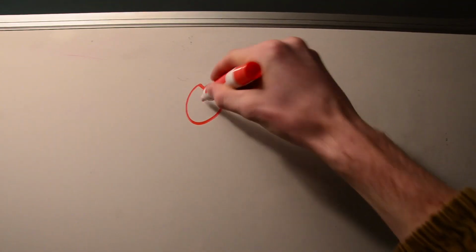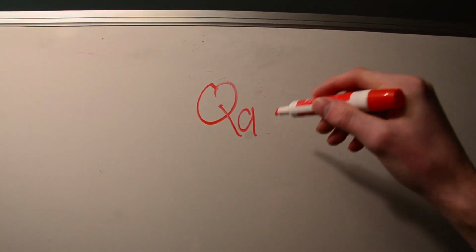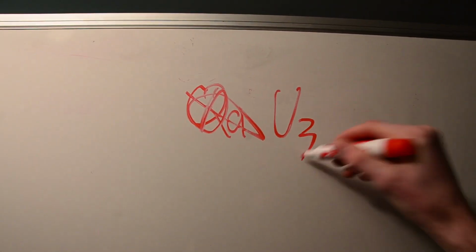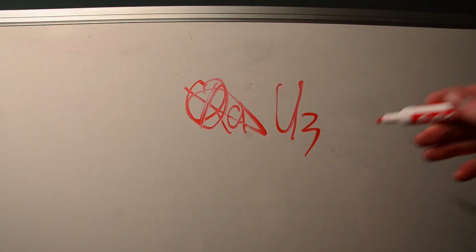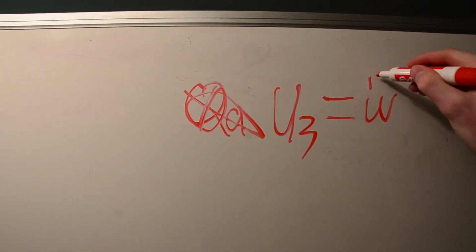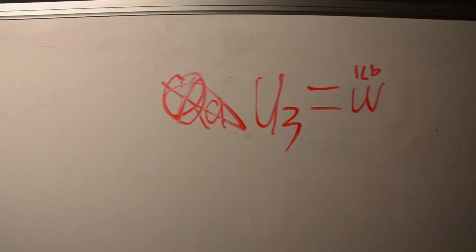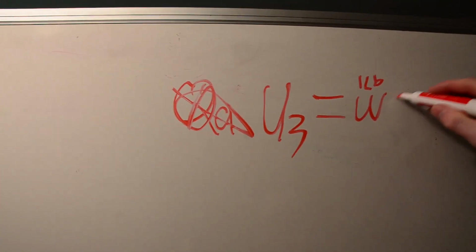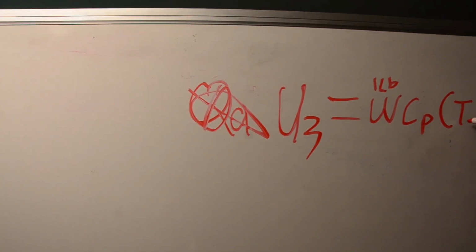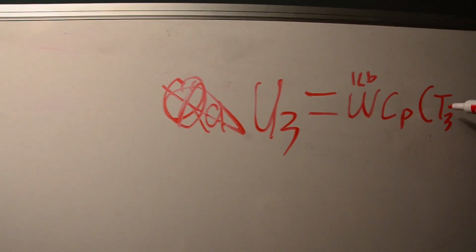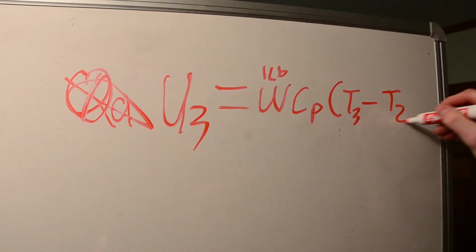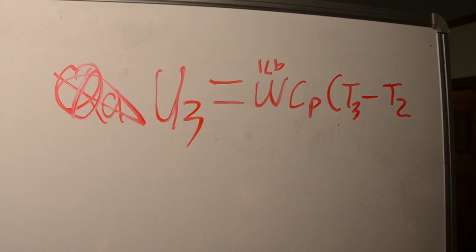We can take QA, or actually scratch that, Q3 or U3, which is the heat that we need to find, which is equal to the weight of charge, which is 1 pound currently. We times it by pounds at a later date, times CP times the change in temperature, which would be T3, which is the one we want to find out, minus T2, which was 1143 Rankine.